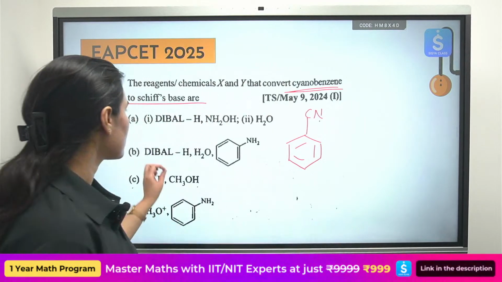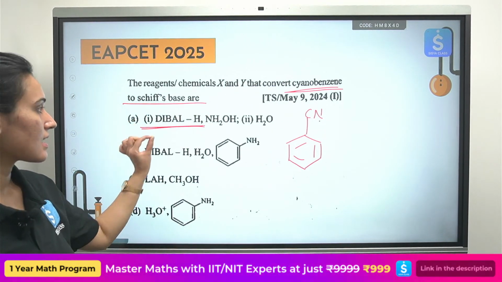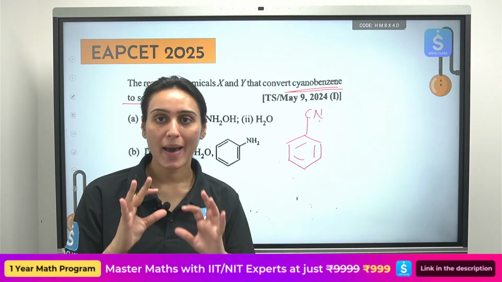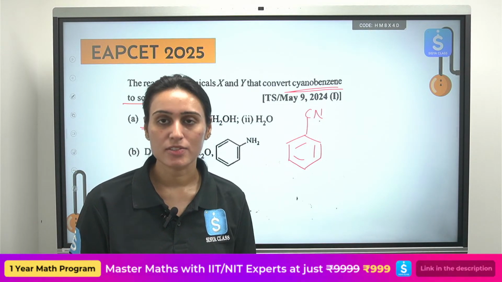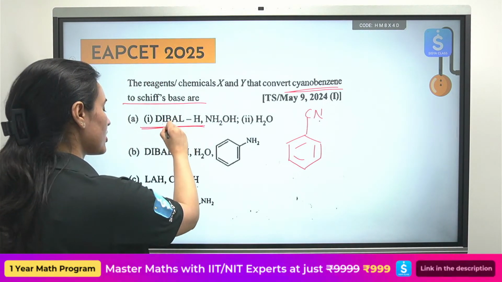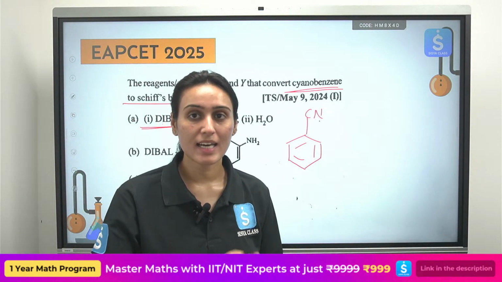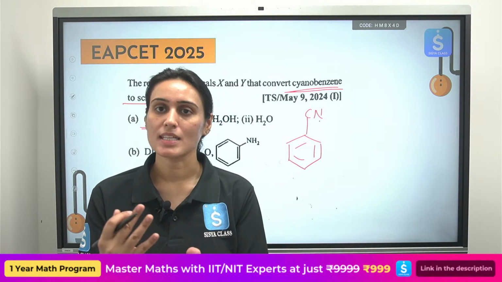Okay. So if we do the, what is this DIBAL-H? This is a mild reducing agent. It gives you partial reduction of cyanide group to aldehyde. Okay. Diisobutyl aluminium hydride. It is a weaker reducing agent than lithium aluminium hydride.